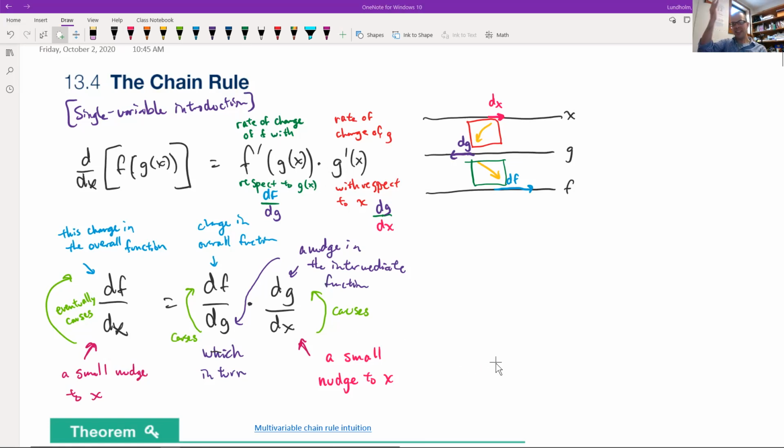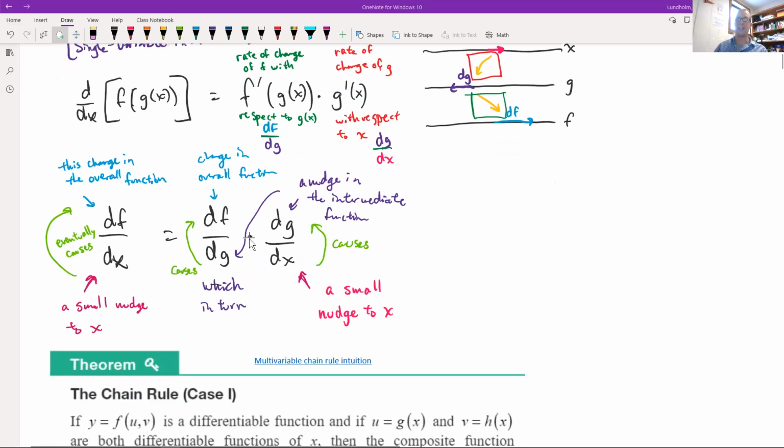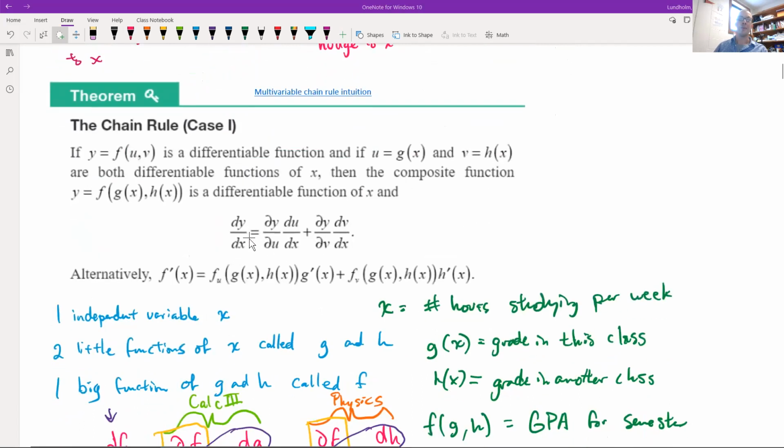Okay, so with that single variable chain rule out of the way, move on to the multivariable one. Because now we get to introduce partial derivatives, and it's going to be great. It's not going to make it more complicated. Here we have y, which is some function of u and v. And u is a function of x, and v is a function of x.